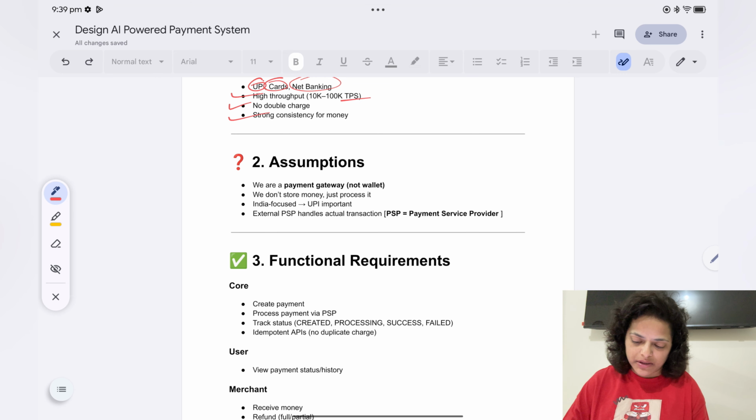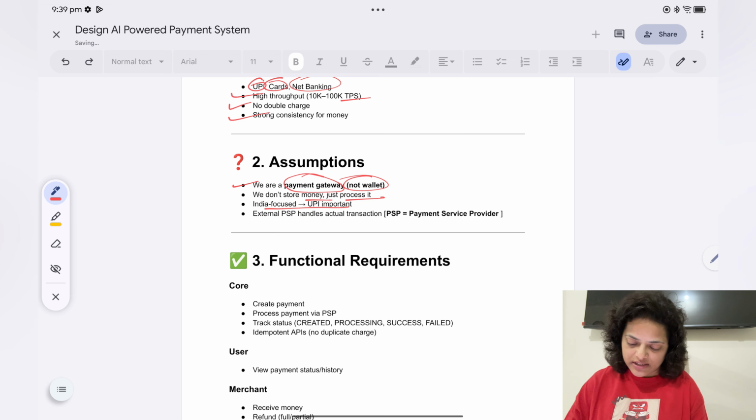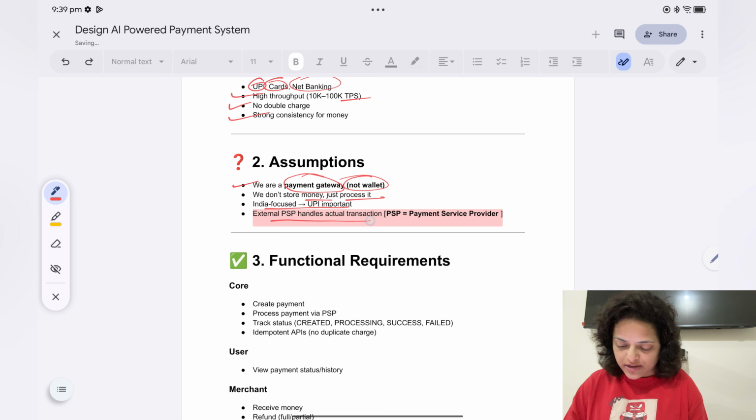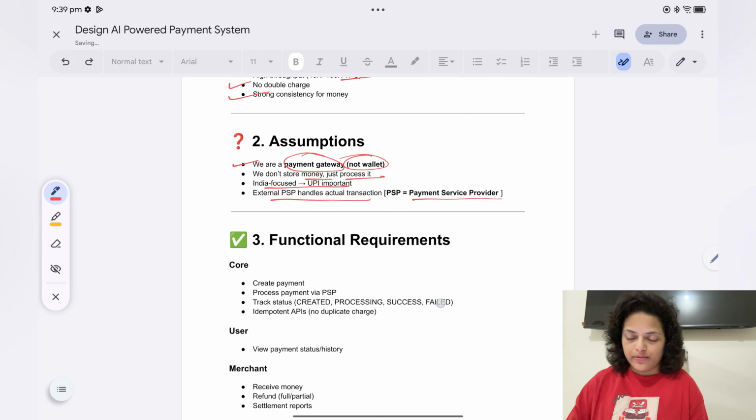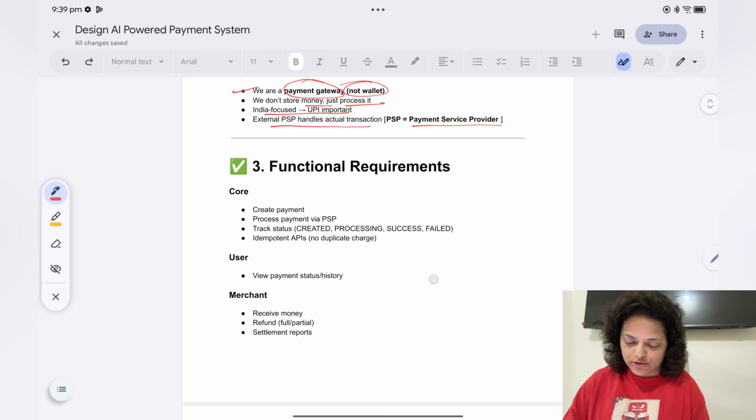Now what will be the assumptions here? The very first thing is that we are creating a payment gateway and not a wallet, so we will not store the money. We don't store money, just process it. This one will be India focused, UPI. That is the important thing. And external PSPs handle the actual transaction. Who is a PSP? An external PSP, a payment service provider. Visa, MasterCard, they will handle the actual transaction.